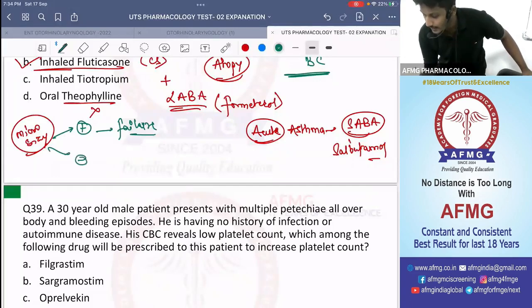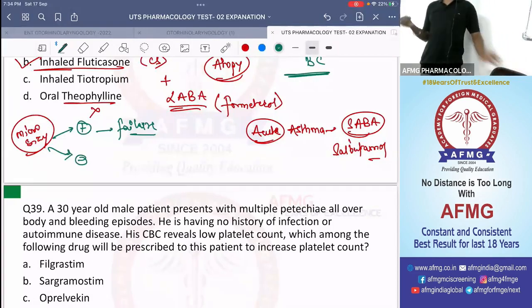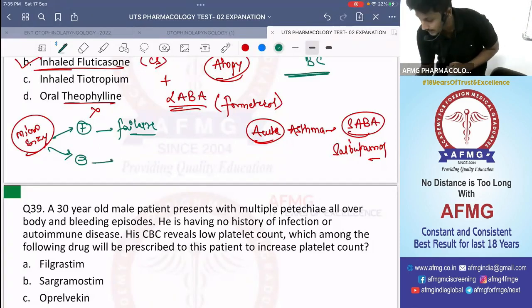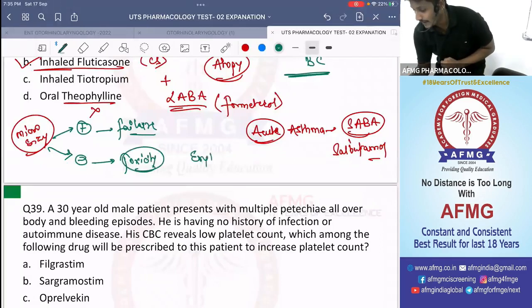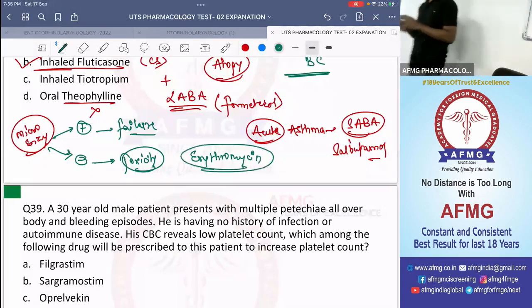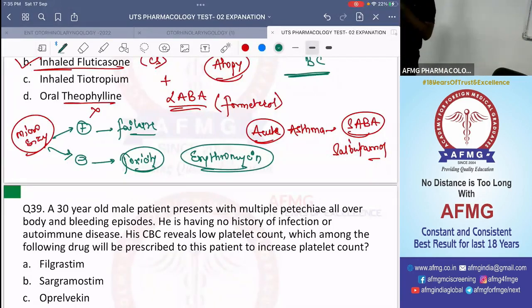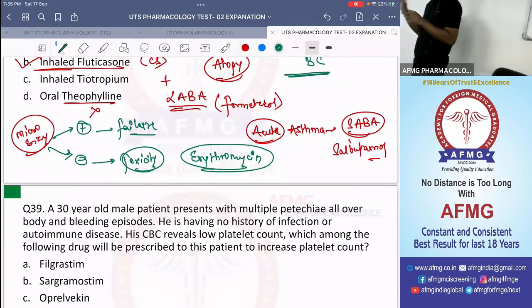On the other hand, if an enzyme inhibitor is given, the other drug will not be metabolized because these enzymes are inhibited, and therefore these drugs will keep on accumulating, causing toxicity of the drug. So remember, if we give an enzyme inhibitor like erythromycin, this was a previous year question, that's why I'm telling you. Erythromycin, then theophylline can lead to toxicity because erythromycin is an enzyme inhibitor. Most of the antibiotics are enzyme inhibitors except rifampicin, which is an enzyme inducer. Most of the anti-epileptics are enzyme inducers except valproate, which is an enzyme inhibitor.